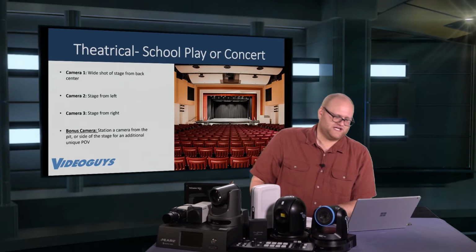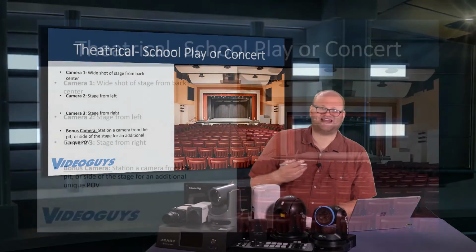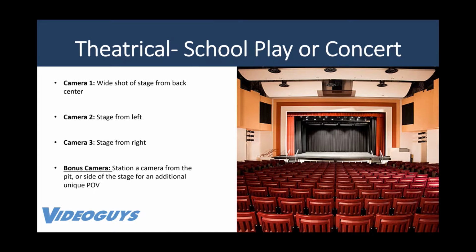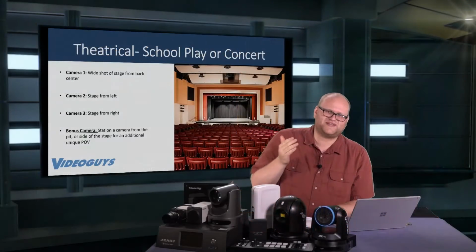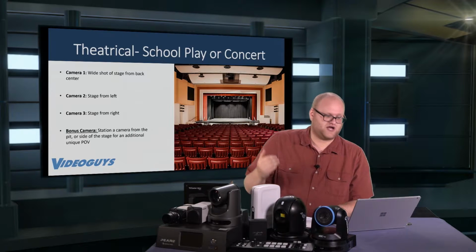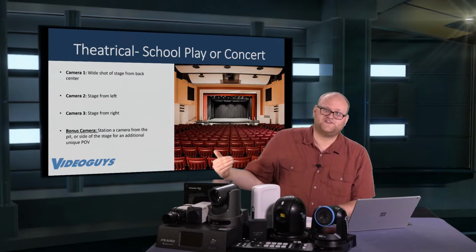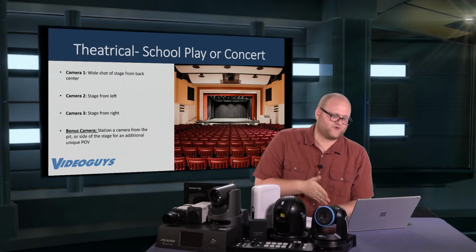So, theatrical school plays or concerts. I did a lot of these in schools. I was in charge of live streaming a lot of the plays in the school that I went to. So again, you have your wide. That's usually at the center, way in the back of the theater. Then you have camera 2, which is on the left of the stage. Then you have camera 3 on the right.